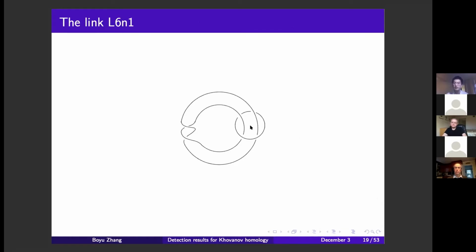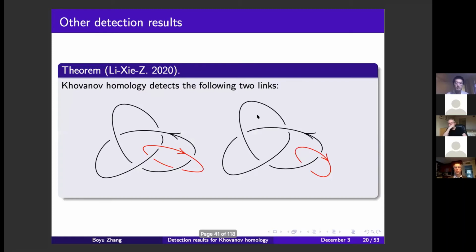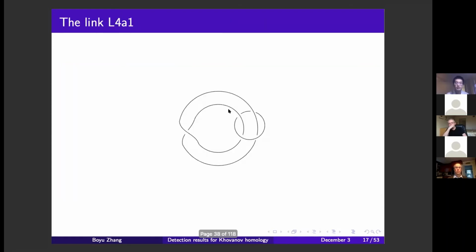As an illustration, this link L6N1 is actually a mutually braided link. So this component is obviously a braid in the complement of this trivial component. But in fact, we can also show that this link has 3 components and is pretty much symmetric. If we take every component, the other components are actually a braid closure. And similarly, if we look at this picture, that's also given by a braid closure.